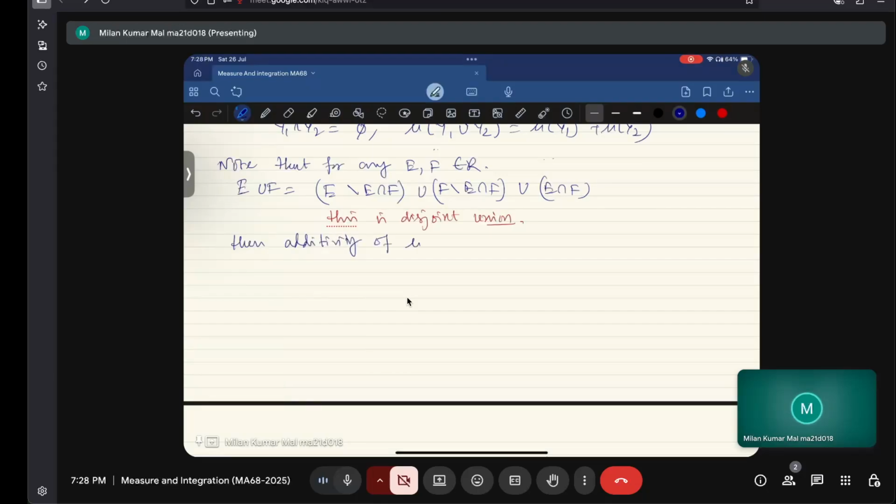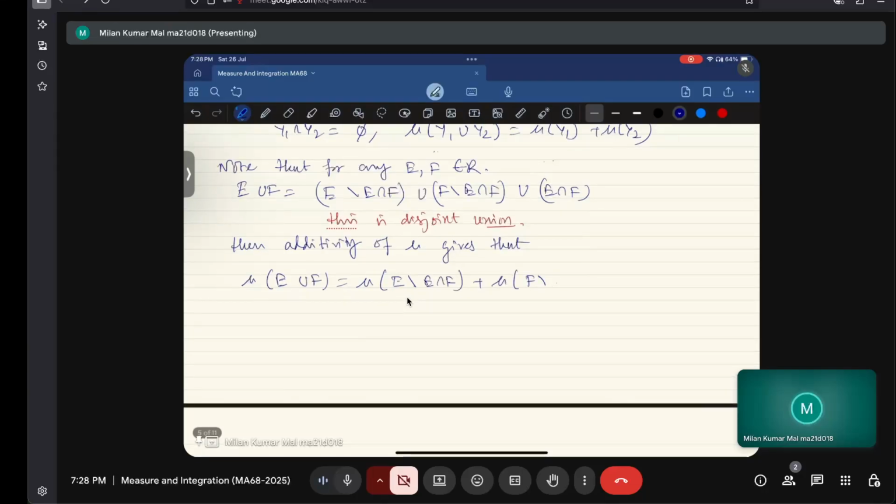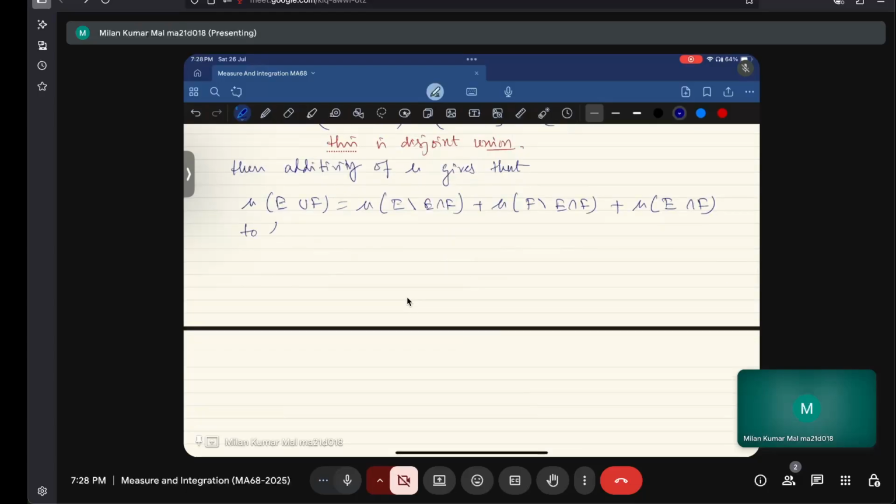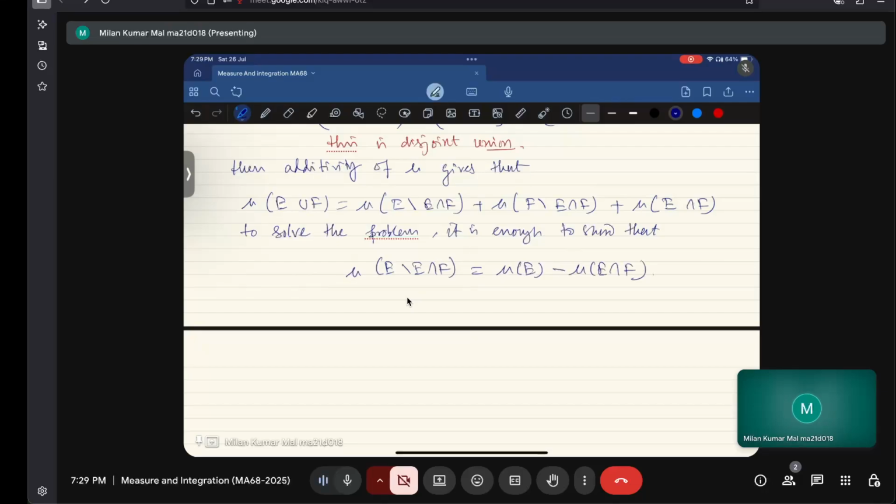Now additivity of mu gives that mu of E union F is equal to mu of E minus E intersection F plus mu of F minus E intersection F plus mu of E intersection F. So to solve the problem, it is enough to show that mu of E minus E intersection F is equal to mu of E minus mu of E intersection F. But this is the case.